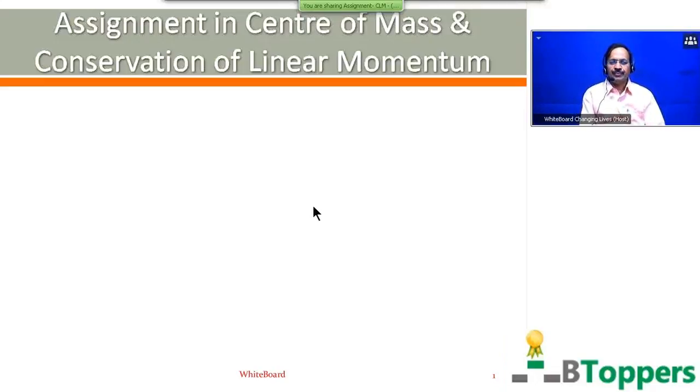So next I am going to show you the continuation for the assignment in center of mass and conservation of linear momentum. Earlier I have shown you 30 questions, question number 1 to question number 30. In the assignment in center of mass and conservation of linear momentum, I have given you the answers for all the questions, and I have also given the explanations or solutions for all the questions. Next, I am going to show you the continuation part for the earlier part of the assignment.